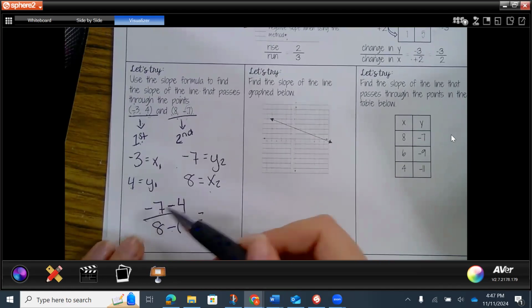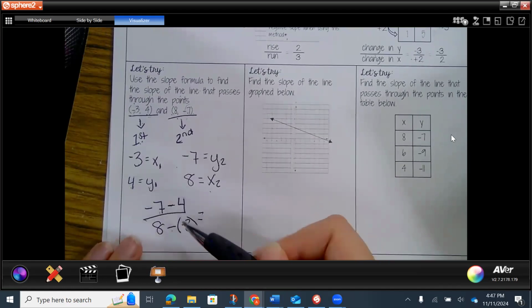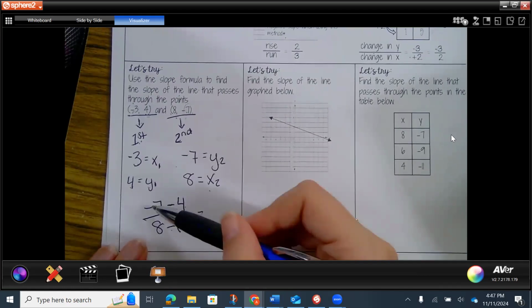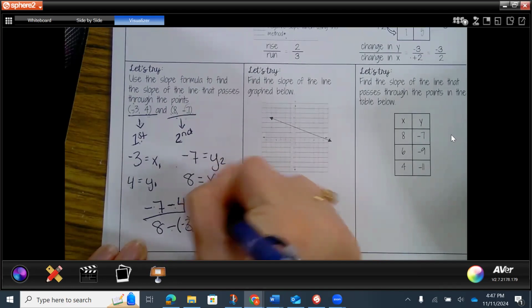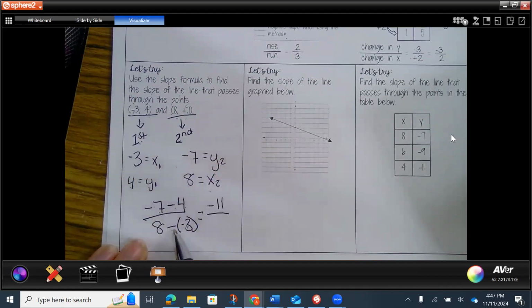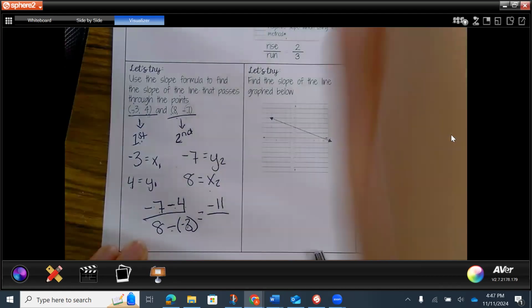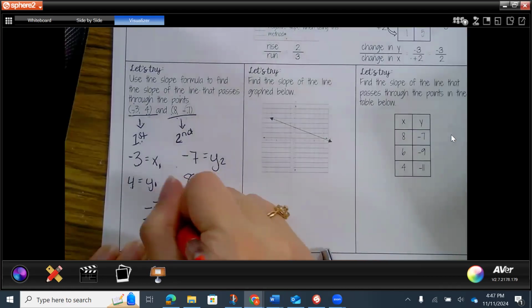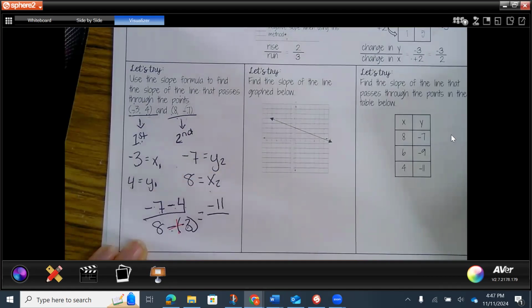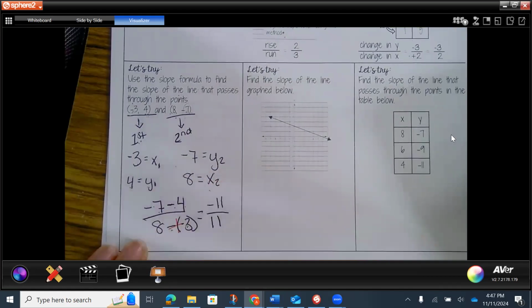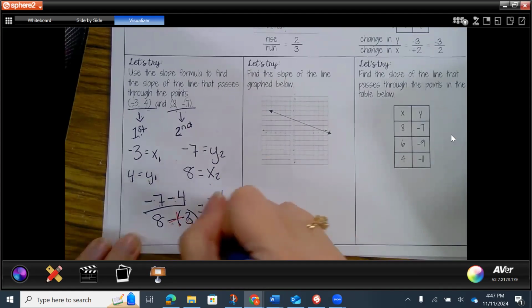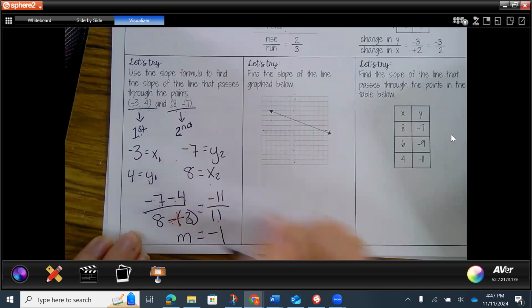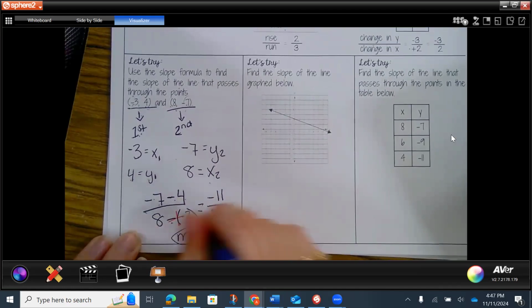So -7 minus 4. This is why we were practicing adding and subtracting integers last week. -7 minus 4 is -11. 8 minus -3, because this is minus a negative, it is going to become plus a positive. So 8 plus 3 is going to be 11. Now we're going to divide. -11 divided by 11 is equal to -1. So M equals -1, or my slope equals -1.